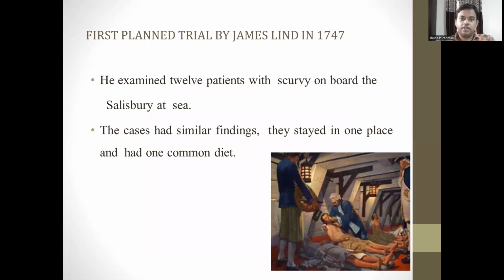One of the important trials was done by James Lind in the 17th century. He examined patients with scurvy on board, and the cases had similar findings. They stayed in one place and had one common diet. That's one important study.